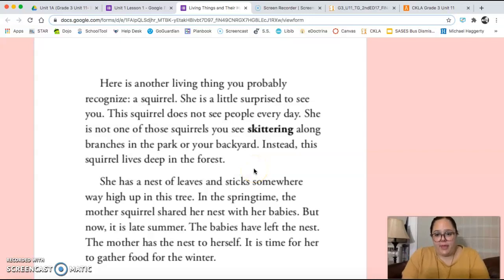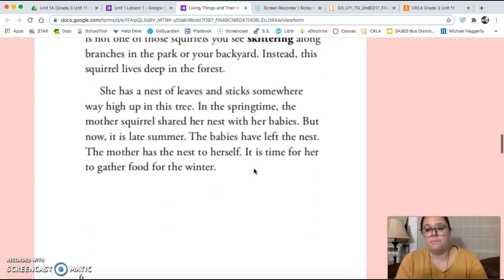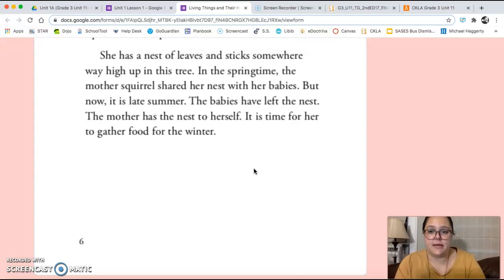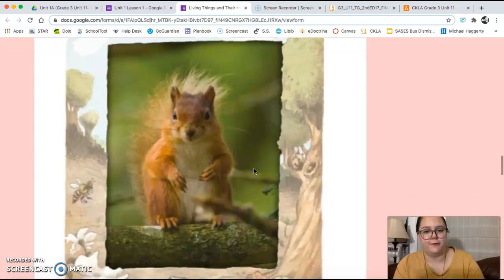Here is another living thing you probably recognize, a squirrel. She is a little surprised to see you. This squirrel does not see people every day. She is not one of those squirrels you see skittering along branches in the park or your backyard. Instead, this squirrel lives deep in the forest. She has a nest of leaves and sticks somewhere way high up in this tree. In the springtime, the mother squirrel shared her nest with her babies. But now it is late summer. The babies have left the nest. The mother has the nest to herself. It is time for her to gather food for the winter.